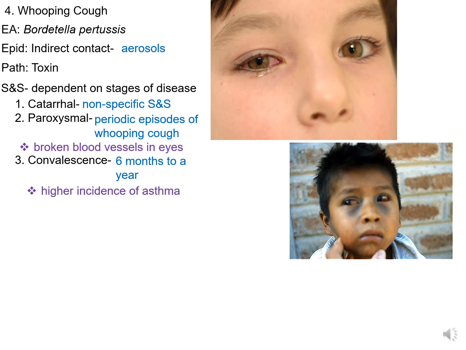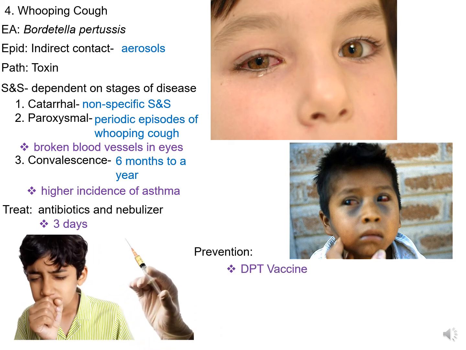Now, again, the way we try to treat this is to prevent it with the DPT vaccine, okay? Because as I said, antibiotics just for a couple of days once you get the disease, and a nebulizer from that point, we want to prevent it. The DPT vaccine is what we're going to use. And this vaccine is one that is injected into you, and it is a toxoid. It resembles the toxin of the three diseases.